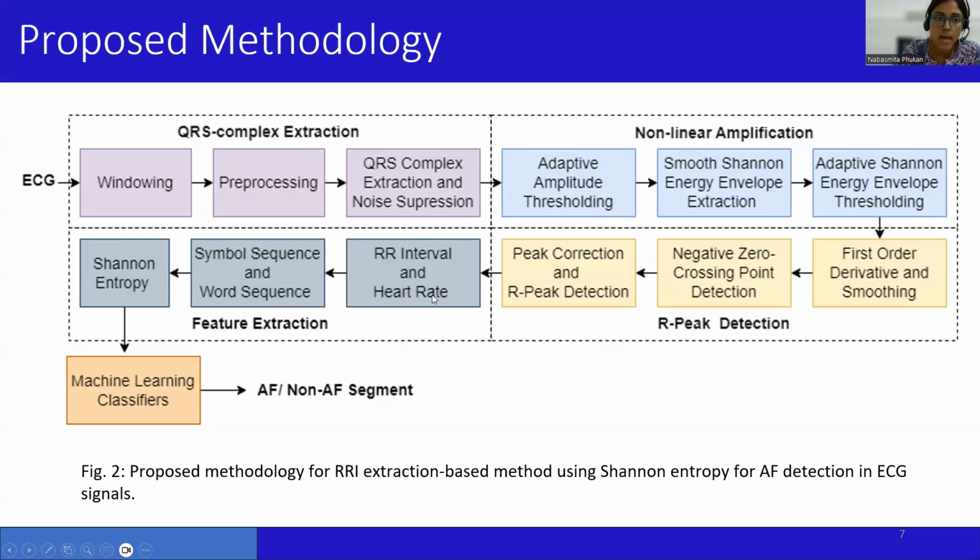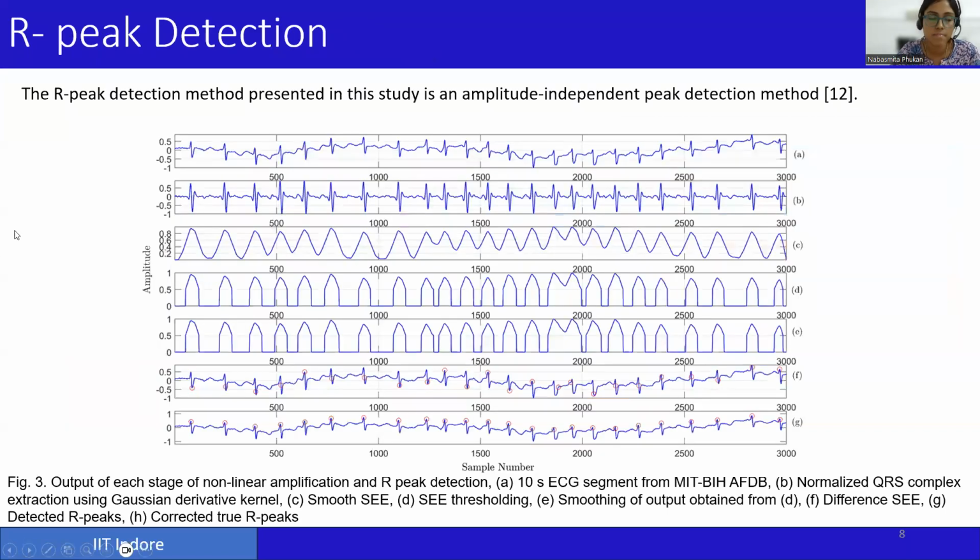Coming to feature extraction, after the RPIC is detected, we go for RR interval calculations and heart rate calculation, followed by the symbol sequence and the word sequence, and then the Shannon entropy of the word sequence. This Shannon entropy is taken as the feature and fed to the machine learning classifiers, and we have used 5 machine learning classifiers here. From these classifiers, we can detect whether that segment is an atrial fibrillation segment or a non-atrial fibrillation segment.